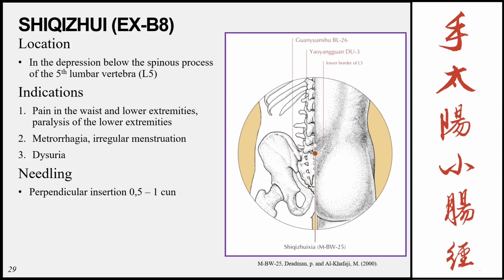The next point is Shi Qi Jui, EXB8, and this is in the depression below the spinous process of the fifth lumbar vertebra, over here. This point can be used for pain in the waist and lower extremities, and paralysis of the lower extremities. It can also be used for metrorrhagia and irregular menstruation, or for dysuria. Our insertion is perpendicular, 0.5 to 1 tsun.